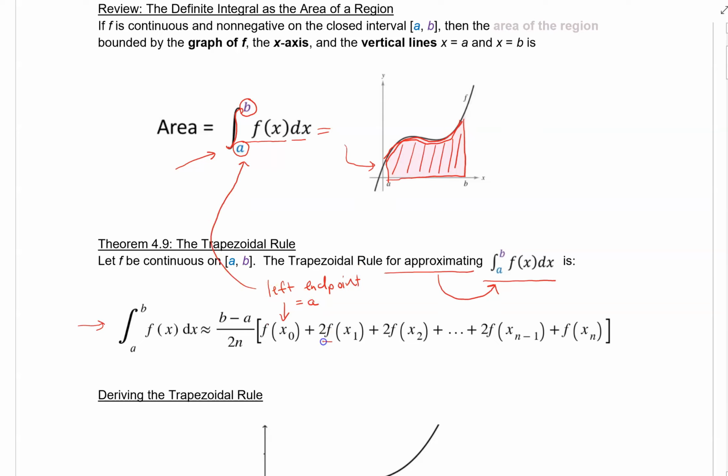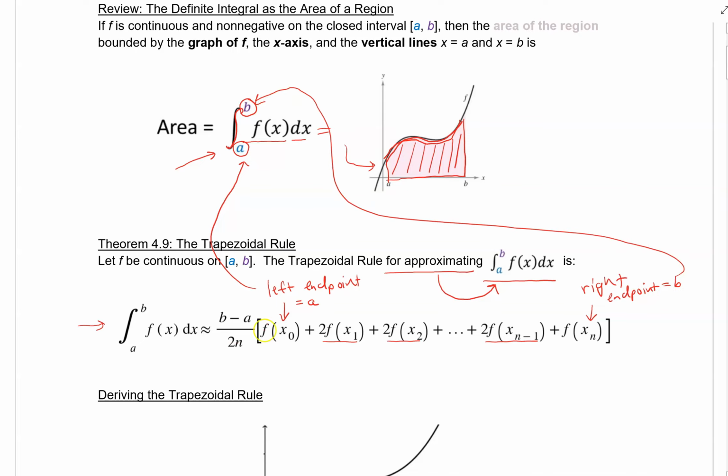And then these, f of x sub 1, f of x sub 2, f of x sub n minus 1, these would be the y values evaluated at each in-between endpoint of your subintervals, which we'll talk about in a second. And then this f of x sub n would be like your final right endpoint. It'd be like your b value, basically, from your definite integral. So it'd be this guy right up there.